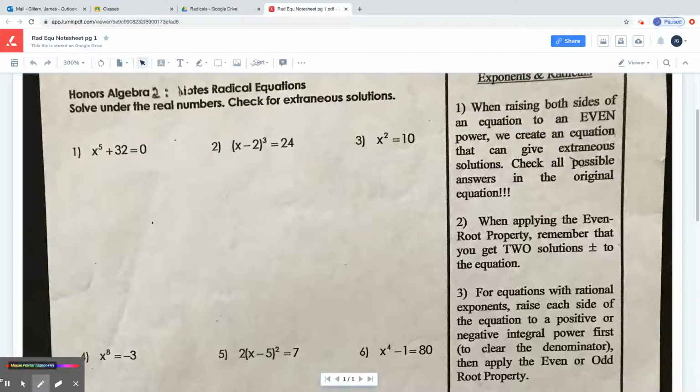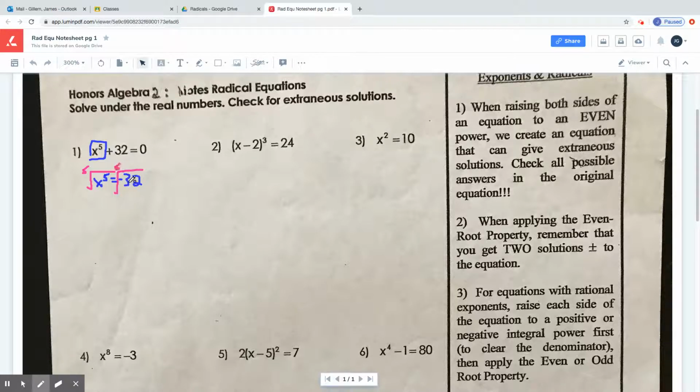So for our first example, x to the fifth plus 32 equals 0. What we want to do is get x to the fifth by itself. So we subtract 32, and we get x to the fifth equals negative 32. Now, just like if it was x squared, in order to get rid of the squared you would take the square root, in order to get rid of the fifth, we are going to take the fifth root of both sides.